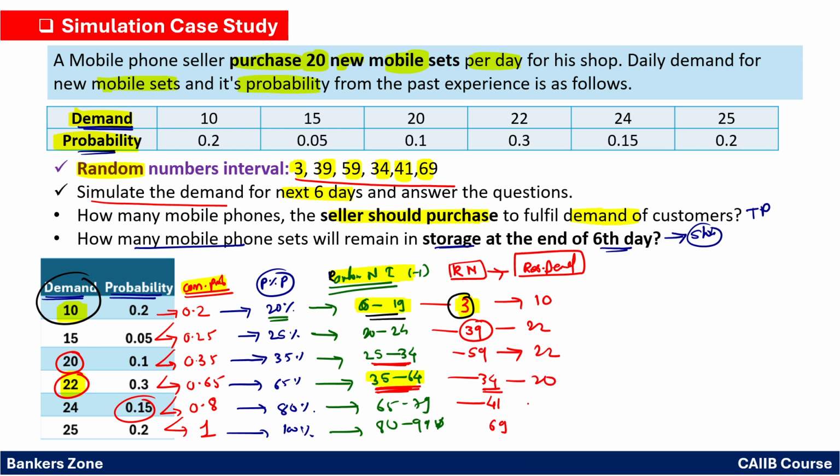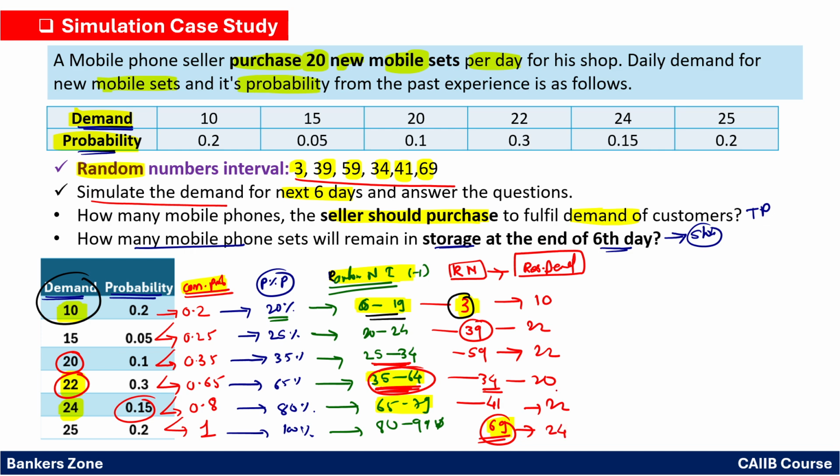Next is 41. So you can check where 41 will fall. Again here in this bracket. So respective demand is again 22. Now for the 69 number, in which range does this random number fall? 69 falls, you can check, here in 65 to 79. So corresponding demand is 24. So I will write here 24.